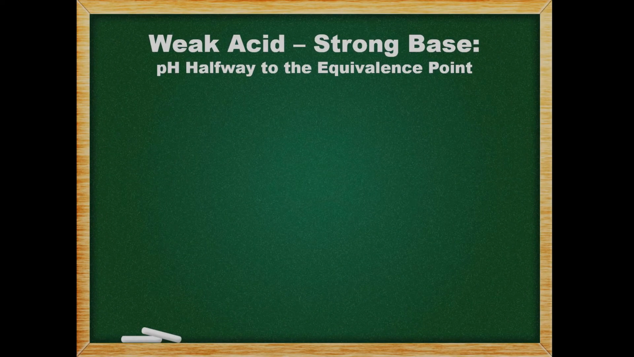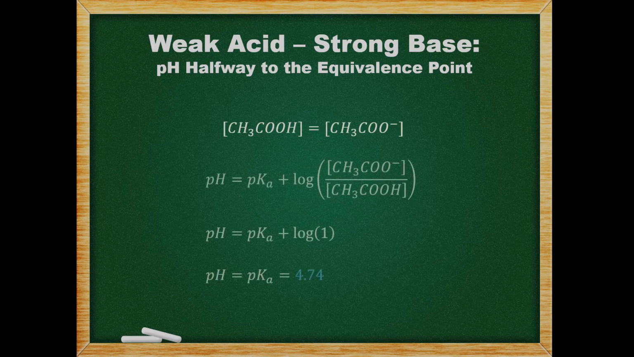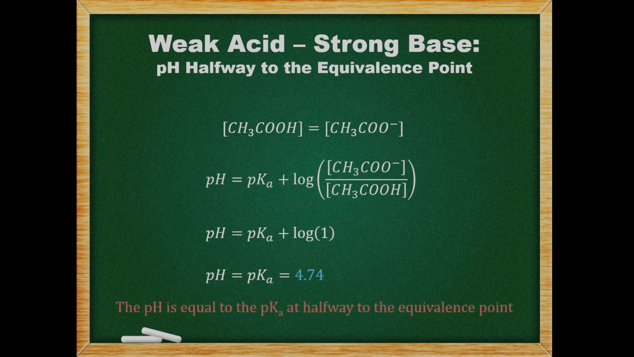At halfway to the equivalence point, the concentration of the acetic acid and its conjugate base are the same. This gives us a logarithm of 1 in the equation, which is equal to 0. The pH is equal to the pKa of the weak acid at halfway to the equivalence point.